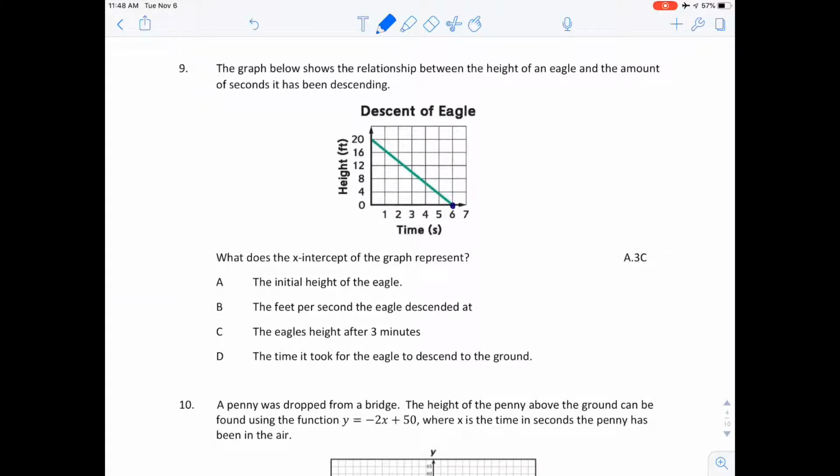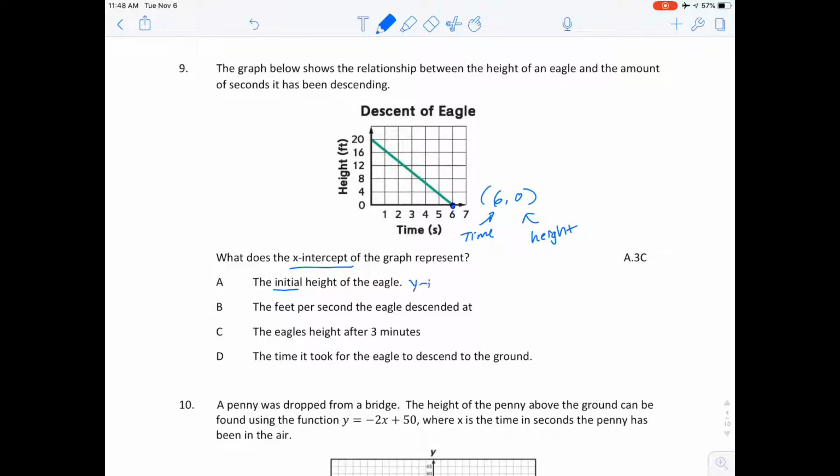Number 9, same type of problem, but this time I want to know the x-intercept. So the x-intercept is this point right here at 6, 0. So 6, that's my x value, that's going to be the time. 0 is the height. All right, so I want to know what the x-intercept represents. So the height is 0. It took 6 seconds to get to 0 feet, whatever the eagle is doing. So this says the initial height.